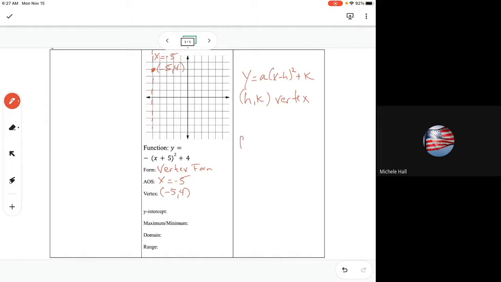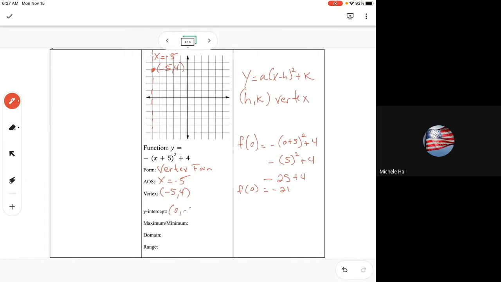Next would be the y-intercept. Let x equal 0. We start with inside the parentheses. And then we would do exponents next. We still have to follow the order of operations with PEMDAS. And now negative 25 plus 4 equals negative 21. Now negative 21 is not on my graph and it's too far away.